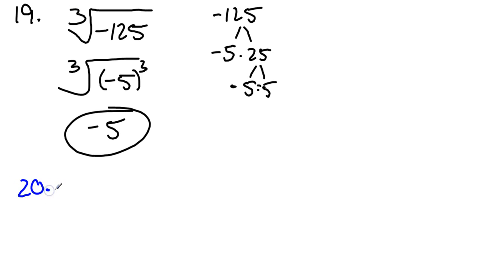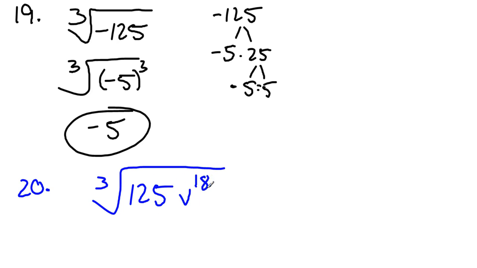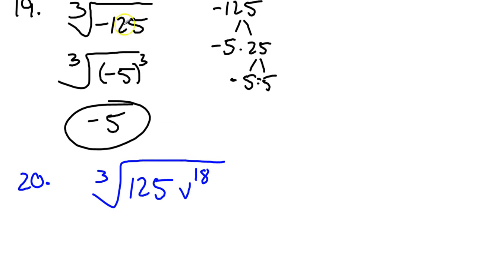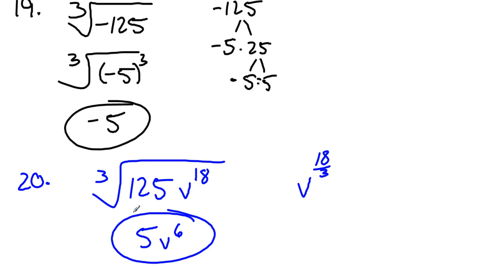All right, let's do number 20, and that may be the last one of the night here. Okay, so for 20, we've got the third root of 125v to the 18. We just did the third root of negative 125. So if we do the third root of 125 positive, that's going to be a positive 5. And then for the v, that's where you're going to take the power and divide it by the index. So it's 18 divided by 3. So it's v to the 6th. So for that one, that would be 5v to the 6th.